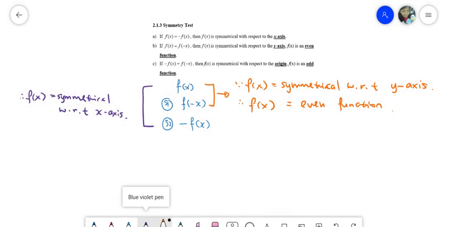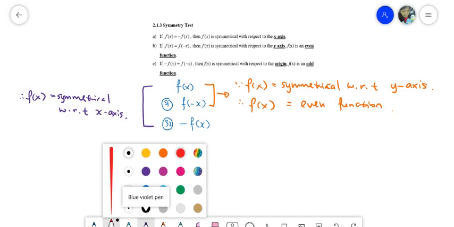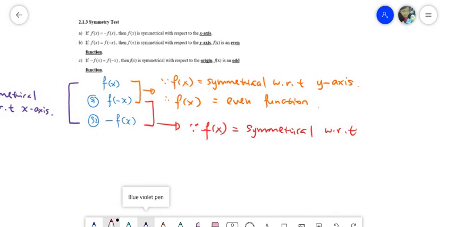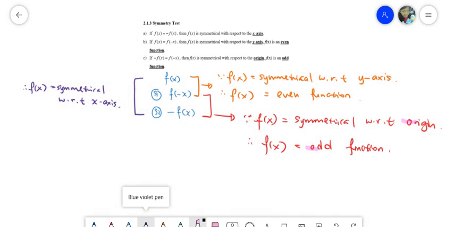So far okay? Lastly, if your negative f(x) is the same as, meaning your step 1 equals step 2, you can make a conclusion already. Since f(x) is symmetrical with respect to the origin, yes, origin, you can conclude f(x) is an odd function. So how to remember? Very simple: origin, so odd function. So this is overall the picture of how you are supposed to conclude your questions and your answers to the questions given.